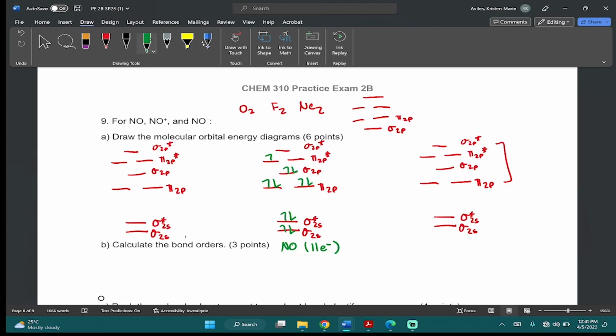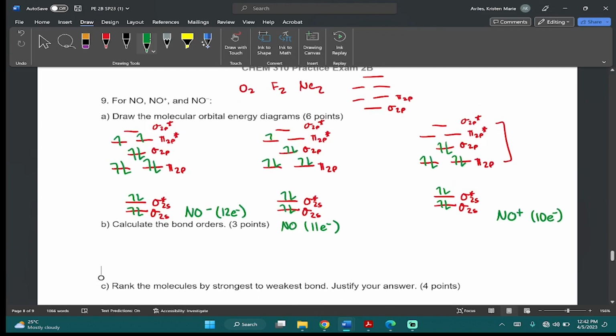Now if I have NO minus, that means I'm adding an electron. So I have 12 electrons now: 1, 2, 3, 4, 5, 6, 7, 8, 9, 10, 11, and 12. And then NO plus, I'm taking away an electron. So I have 10 electrons: 1, 2, 3, 4, 5, 6, 7, 8, 9, and 10. So that's all this first part is asking for. Draw these diagrams, that's it.